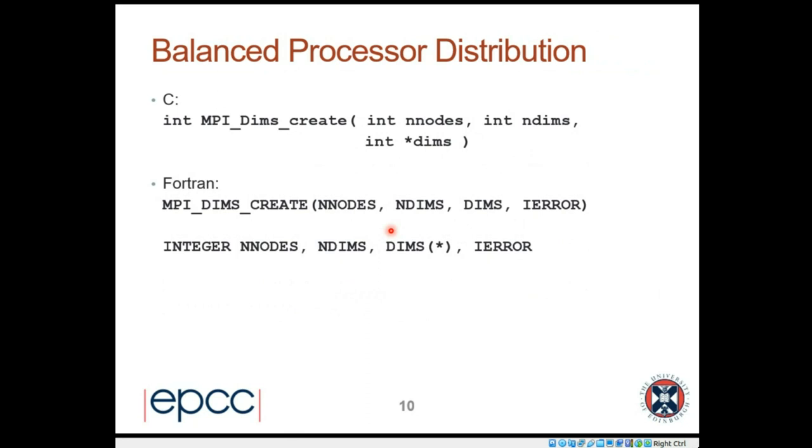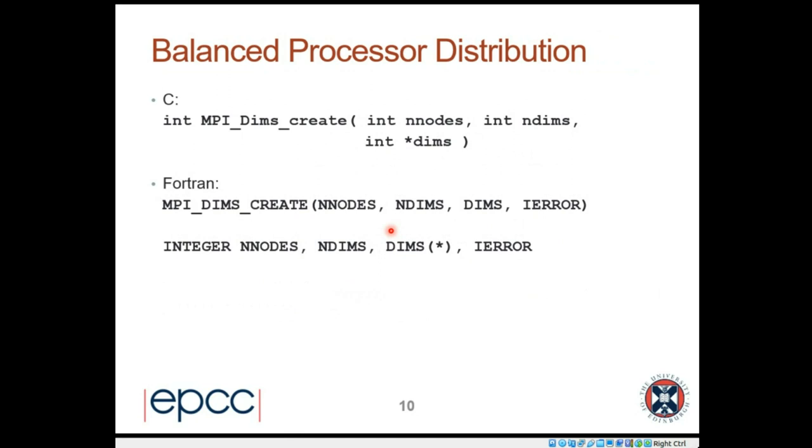As I said, for two-dimensional grids, it's relatively easy to work out, but for three or more dimensions, it gets quite tricky to do the maths to decompose it into products and prime factors and stuff. So this is just a helper routine. It will suggest a nice balanced process of decomposition.